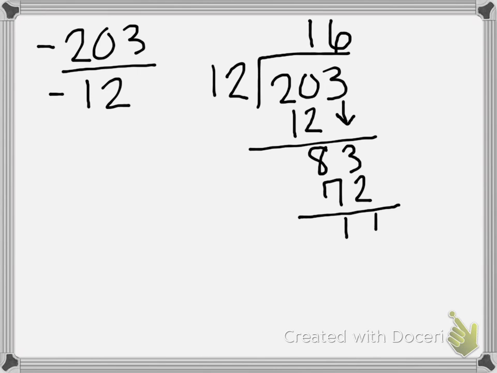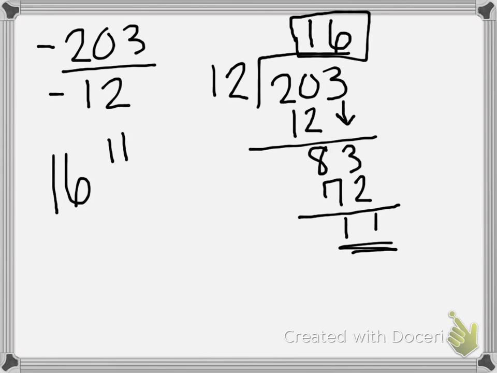Now 12 can't go into 11. So this is where I need to stop. I have 16 up here. So that will be my whole number. So I'm going to write 16. I have 11 left, and 12 cannot go into 11. So 11 becomes my numerator, and 12 remains my denominator. Let's try another one like that.